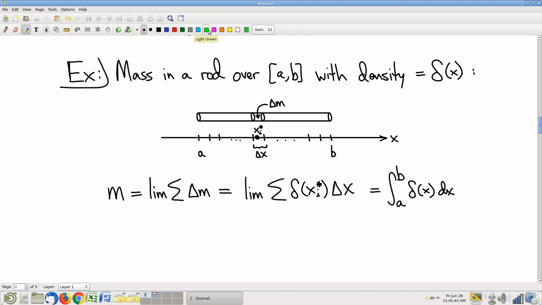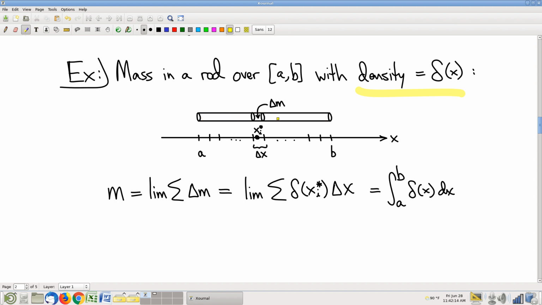Here's our rod sitting over the interval from A to B on the x-axis. And let's suppose that our density on that rod is not constant, but it varies. It depends on where you are. It depends on the value of x. So the density might be greater as you move to the right, as I'll try to indicate there with the uneven shading.